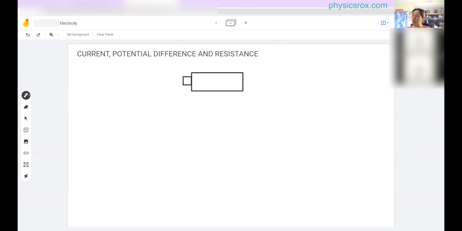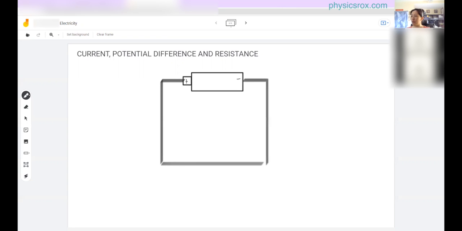Because the existence of positive and negative terminals is what makes the current flow. So when you take the battery and then you connect it to a circuit, let's say these are the wires, right? The wires need to be connected to something to make the circuit do some proper work. When I say do proper work, it means that if you connect like this, this is not good. This is known as a short circuit.